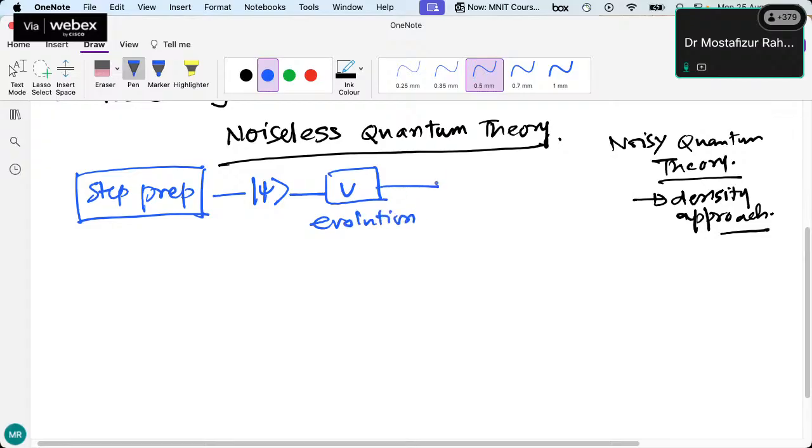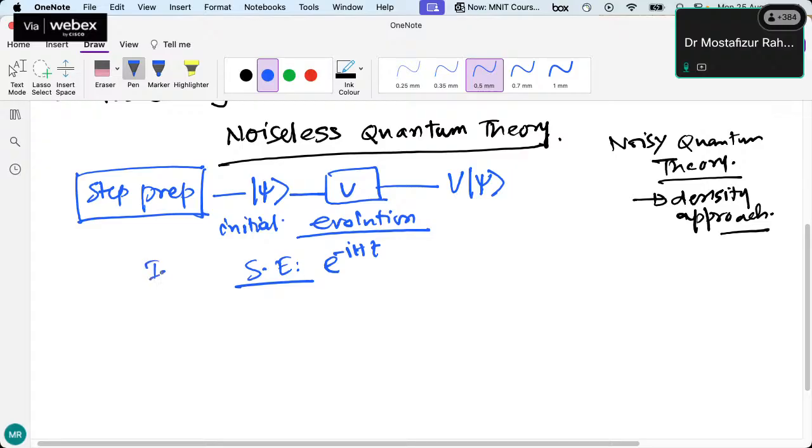And we get an evolved state, right? The evolved state is U times |ψ⟩, which is the product of the matrix times the vector, where the matrix is the unitary matrix U. So this is our initial state. This is our time evolution. If it is an isolated system, it will follow the e^(-iHt) form coming from the Schrödinger time evolution equation, right? And if it is not an isolated system, so if it is a noisy one, later tomorrow we'll see the master equation form.